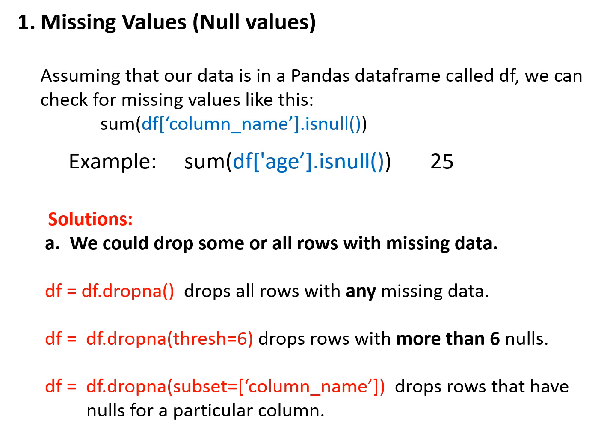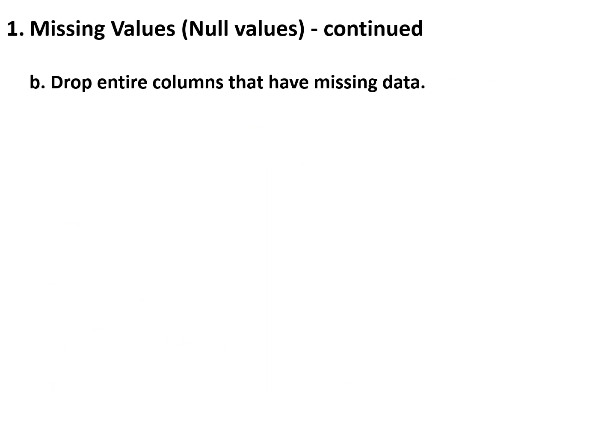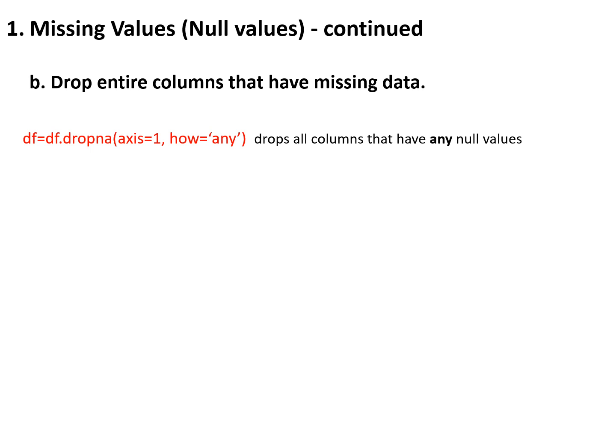So one person might do one thing, another person might do another thing. It's not a problem if you do something differently than somebody else. You just want to try to use your common sense and do what you consider is best in that situation. Okay, if you don't want to drop entire rows, maybe you want to drop entire columns that have missing data. So again, maybe it's a column like email that you don't even care about anyway. So that's something else you can do.